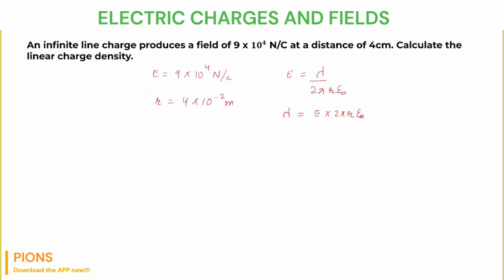Now majority of the students, they take the value of epsilon naught here and try to simplify. But a better way is we can multiply up and down here with 2. Sir, why 2? Let's see. So it becomes E into 4 pi epsilon naught into r by 2.